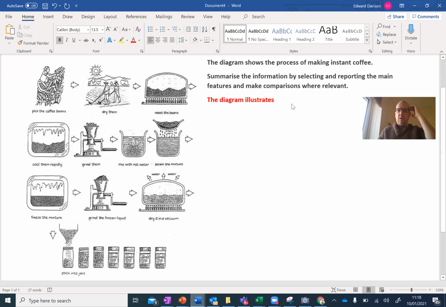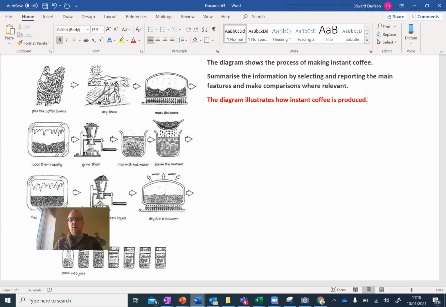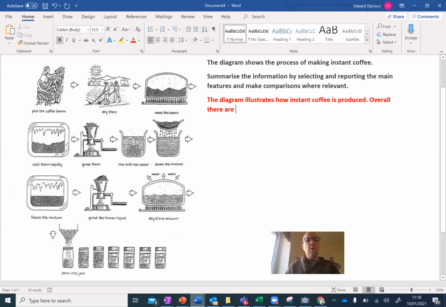Okay, they say the process of making instant coffee. How instant coffee is produced. Fine. Overall, there are 11 steps which take place over 3 phases.